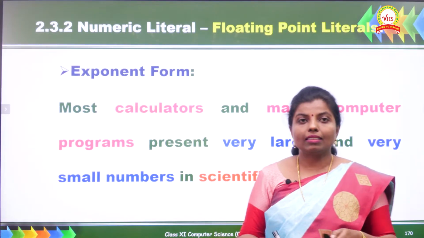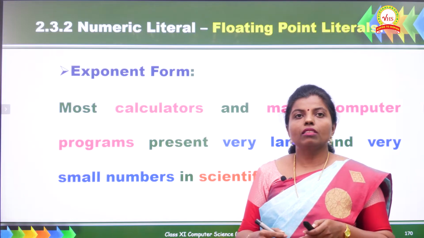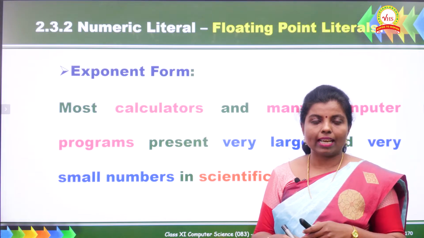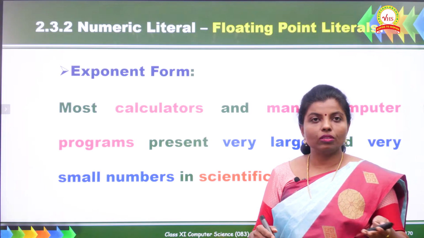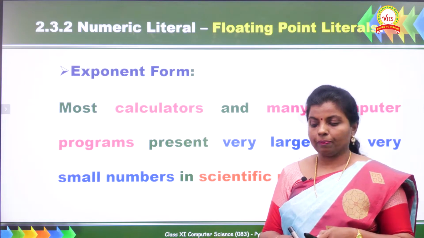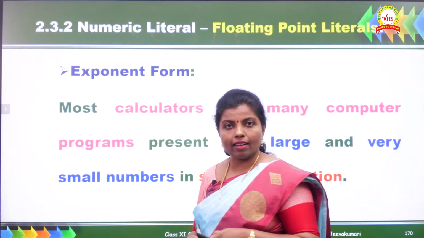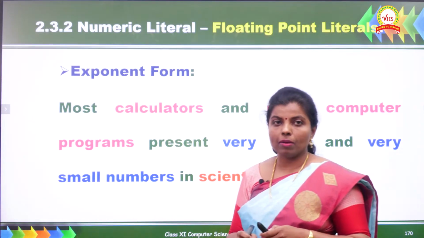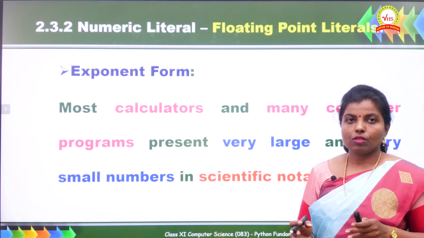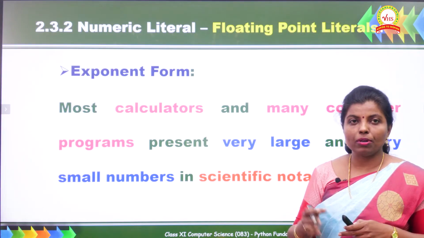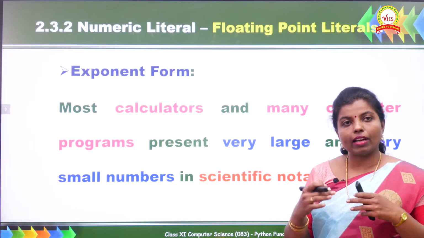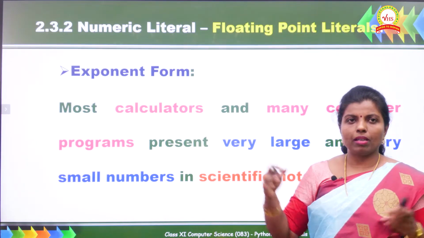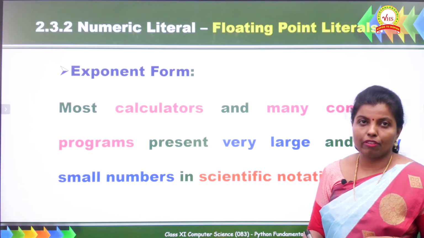Let us see what the exponent form is, because we have learned the floating point number can be represented in two forms. One is fractional form and another one is exponent form. Now let us learn how the exponent form works. Most calculators and many computer programs present very large and very small numbers in scientific notation. Very small numbers, very large numbers, are represented in scientific notation.